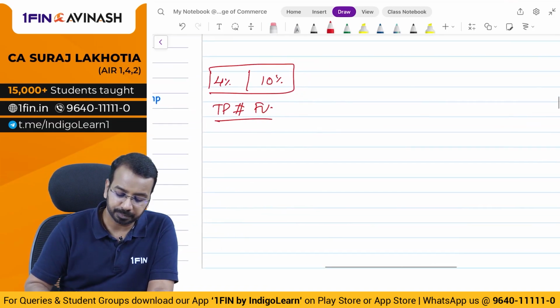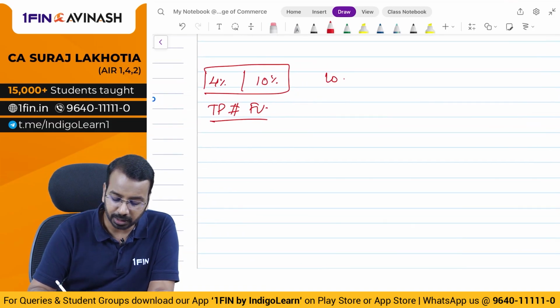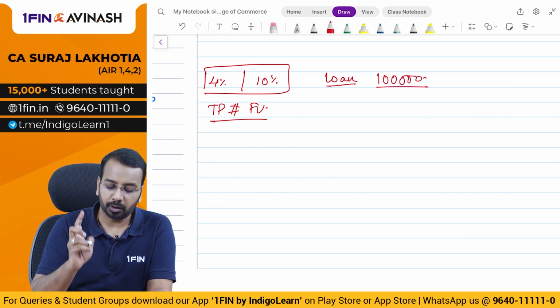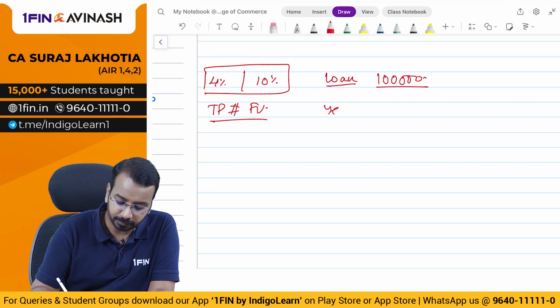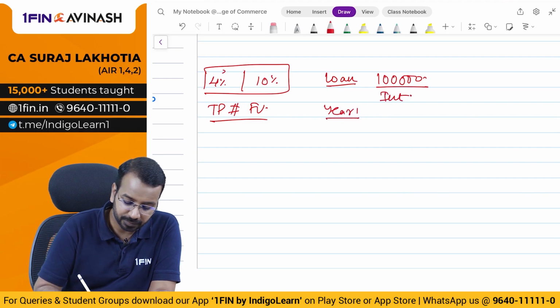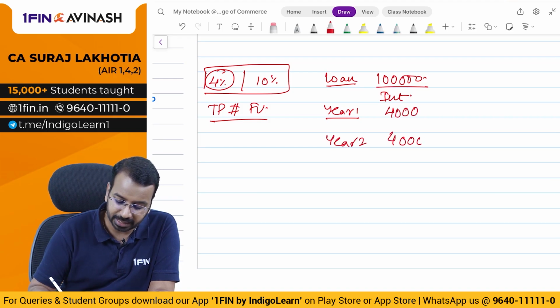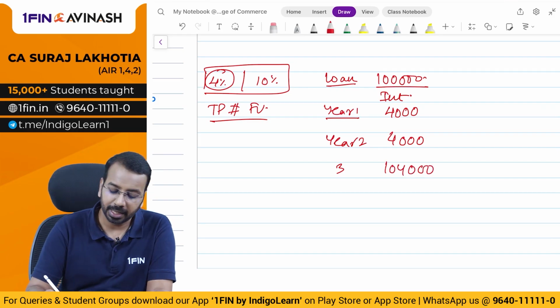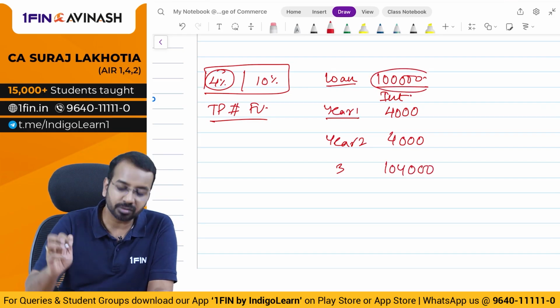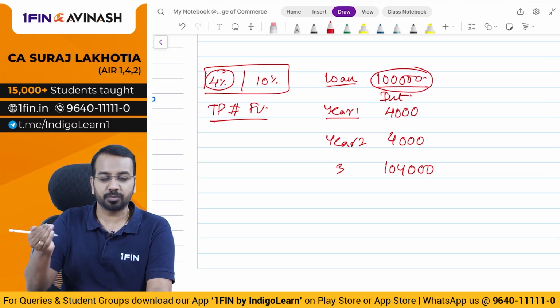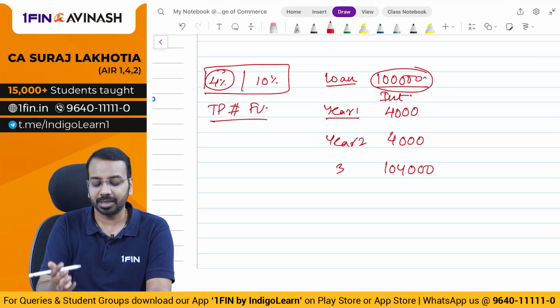Say for example, we gave an employee a loan of 1 lakh for 3 years. In year 1, we will get interest of how much? If we give at 4%, 4,000. Year 2, how much money will we get? 4,000. Year 3, how much money will we get? 1,04,000. Correct? Now, had I given this 1 lakh to somebody else, I would have received 10,000, 10,000 and 1,10,000. I am collecting a lesser amount.